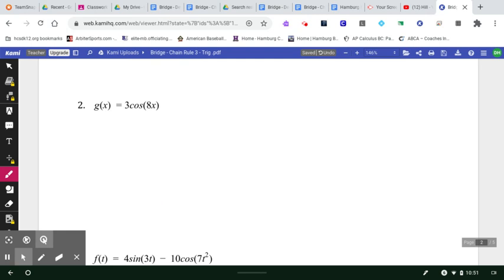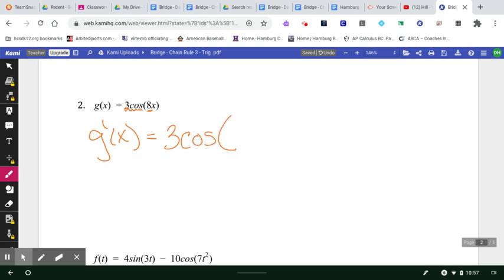Number 2, g of x equals 3 cosine of 8x. I just want to be clear that this is not a product rule, because although it looks like 3 times, this first term does not have an x associated with it. Because this is just a coefficient, when I derive it, it's going to be part of my outside function. So g prime of x equals, and again, it's chained because there's an inside, the derivative of the outside, keep the inside, times the derivative of the inside.